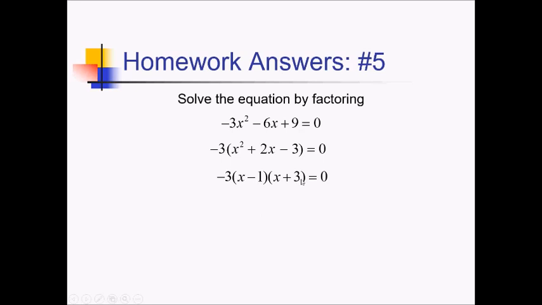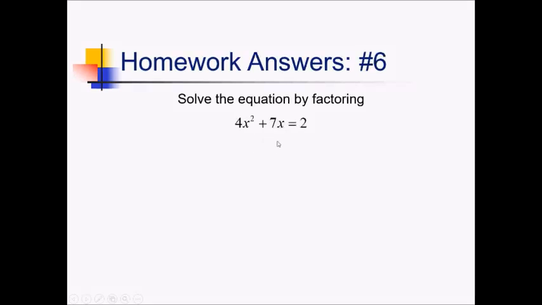Setting each of these factors equal to 0 and solving now, well, negative 3 is not going to give us anything because it's a constant. It can never equal 0. But x minus 1 could be 0 if I had an x value of 1. And x plus 3 can equal 0 if x equals negative 3.